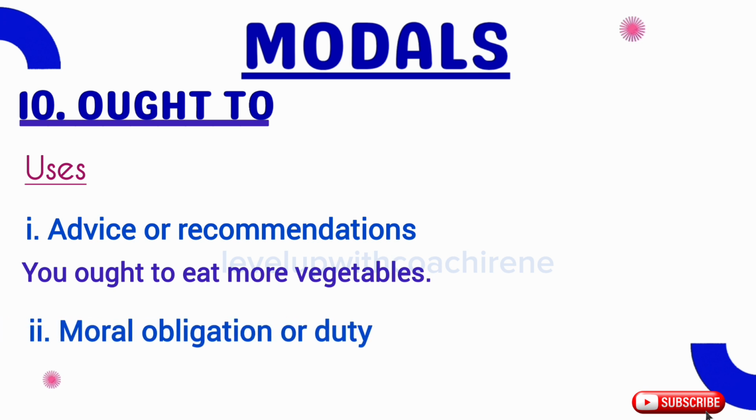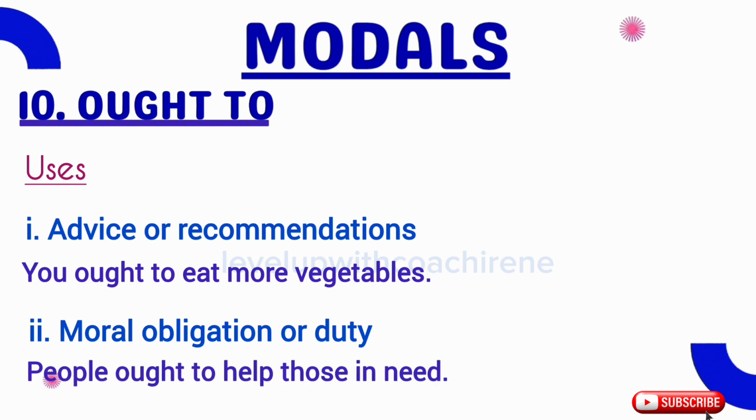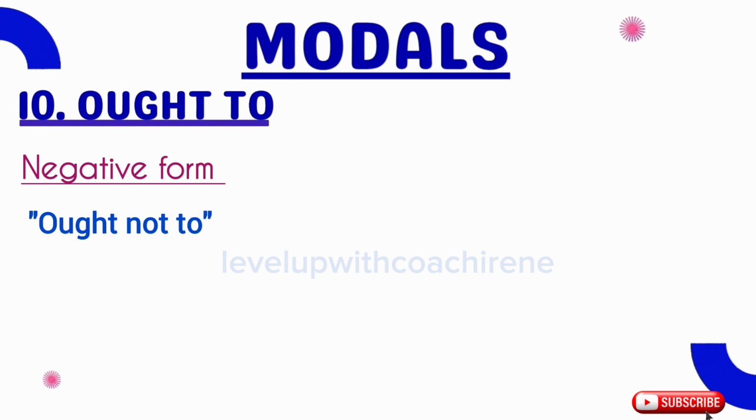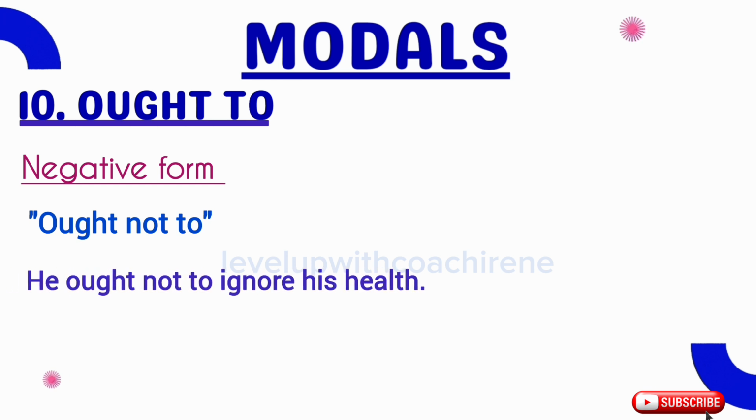Number 2, for moral obligation or duty. People ought to help those in need. Number 3, for expectation or probability. She ought to arrive by now. The negative form of ought to is ought not to. For example, he ought not to ignore his health. Ought to remains a common polite way to offer advice or express obligation, though in some contexts, should is more frequently used in everyday conversation.